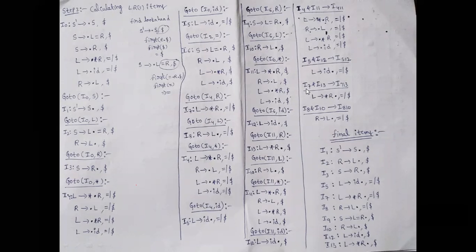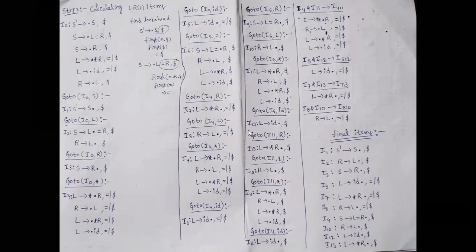And here I7 and I13. I7 is L produces star R dot equal to R dollar, and I13, L produces star R dot comma dollar. So we are combining these two, I7 and I13, that becomes I713, and that production is like this.